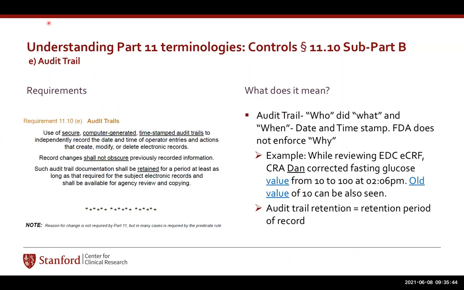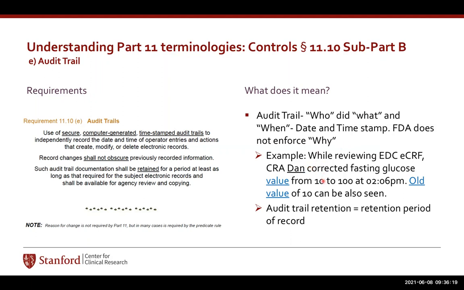Okay, now another thing that is very important is the audit trail. And this is the FDA definition for that. Again, I will simplify that. Audit trail is who did what and when. So who is the person, what it is, and then when it was done. Basically, it is a date and time stamp. The FDA does not enforce that you explain why you did it.